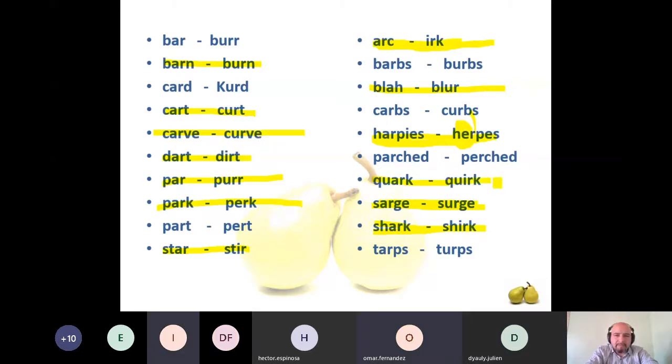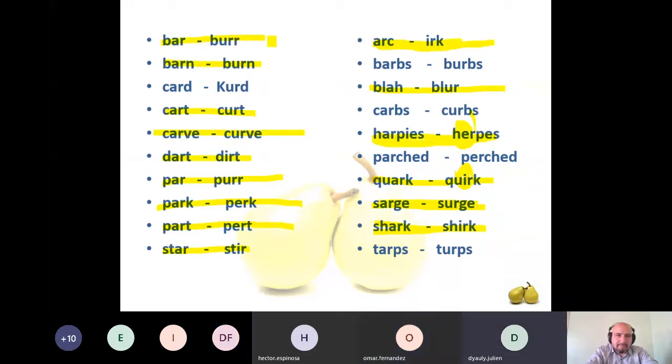Car, quark, quiz. Exactly. Quark, quad, quirk. Exactly. Next one. Part, heart. Exactly. Pert. Next one.